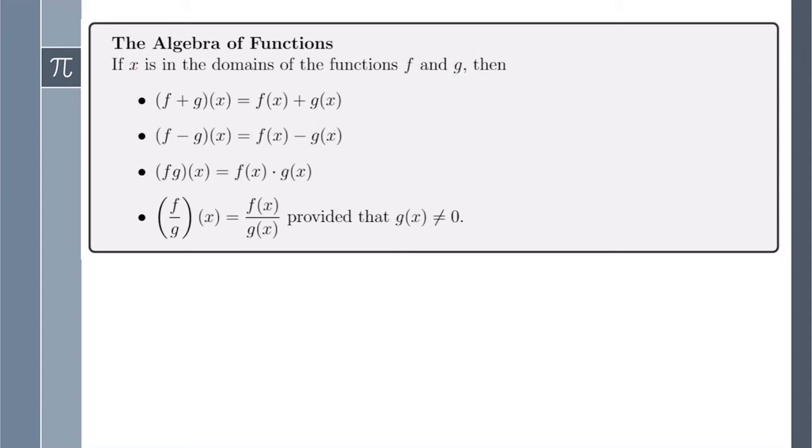Similarly, we can find the product of two functions. So the product of the functions, f times g of x, equals f of x times g of x. And that's true for the quotient when we divide two functions as well. But there's a restriction when we divide. The denominator cannot be 0. If the denominator is 0, then it's undefined.